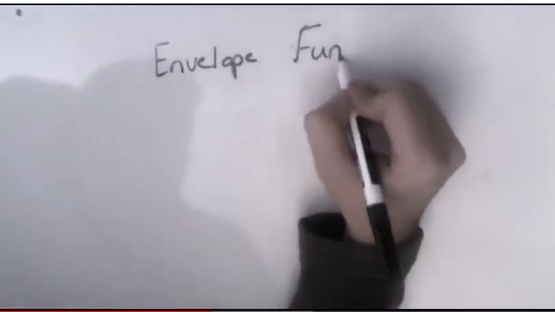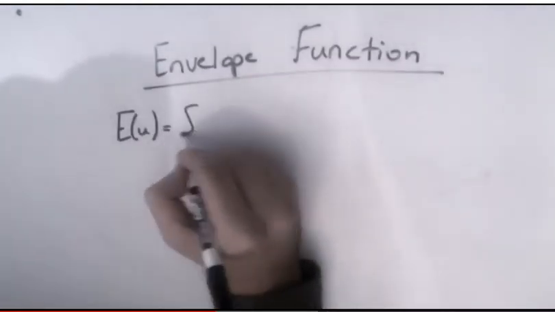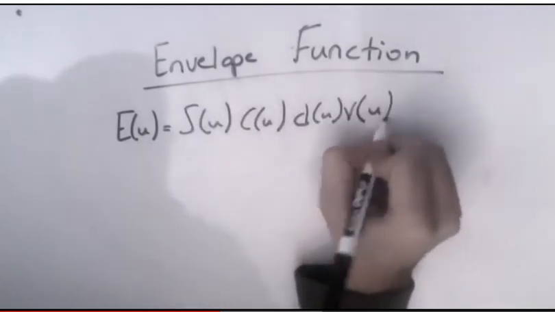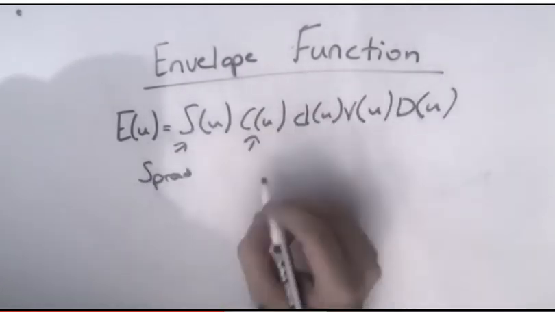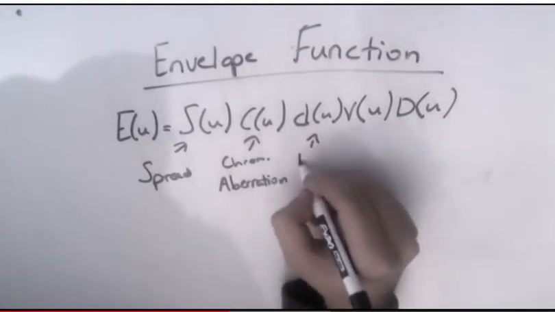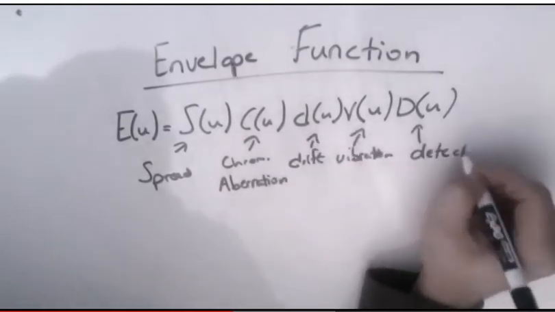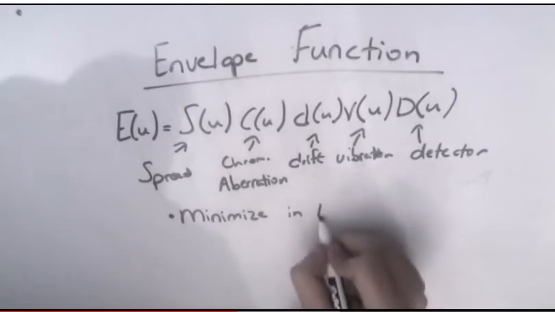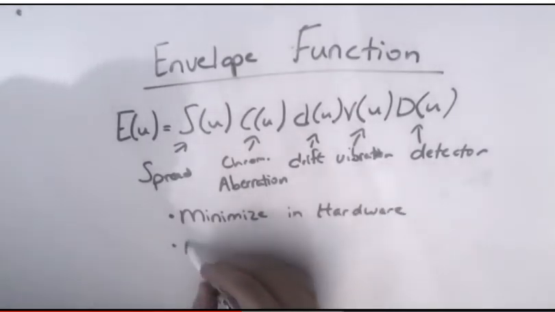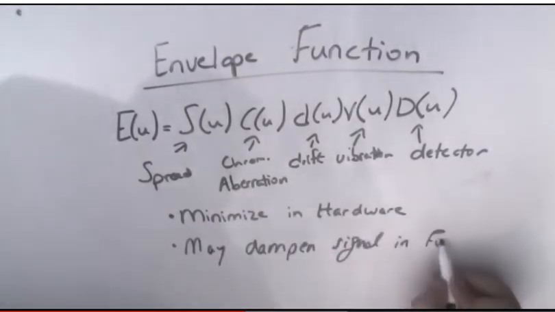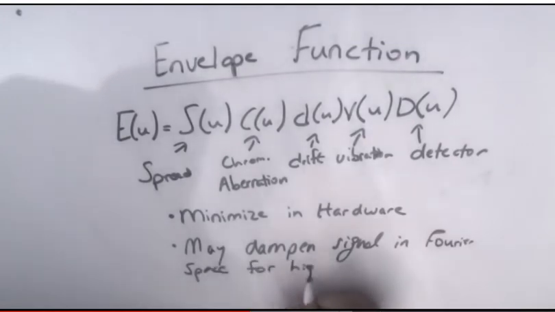First, we model the envelope function, which consists of terms for spread, chromatic aberration, drift, vibration, and a detector term. Specimen drift and vibration can be minimized in hardware. The remaining functions for spread, chromatic aberration, and detector damp the signal in Fourier space at high spatial frequencies and should be limited where possible.